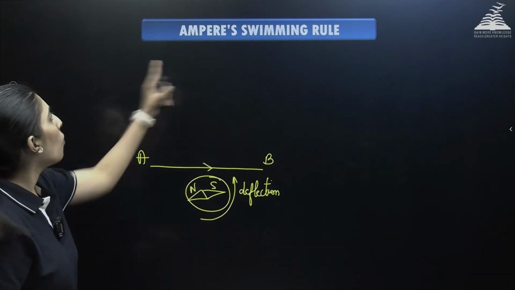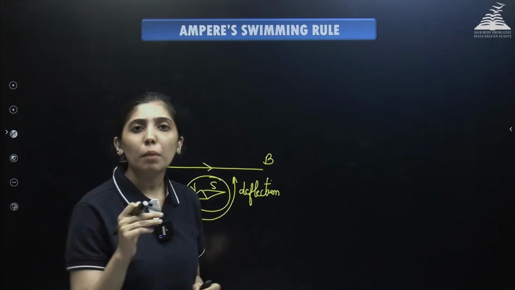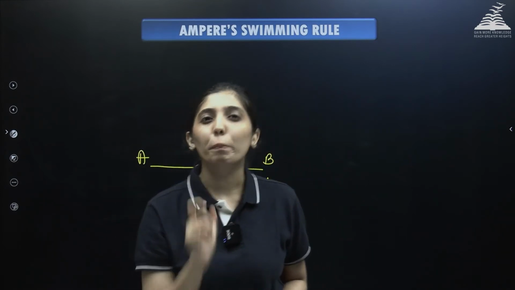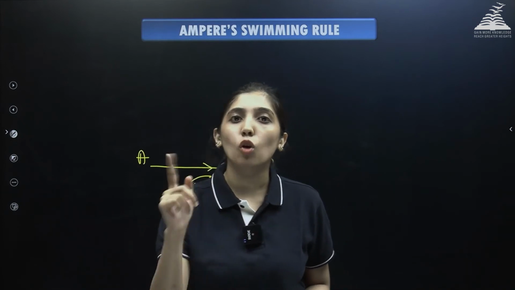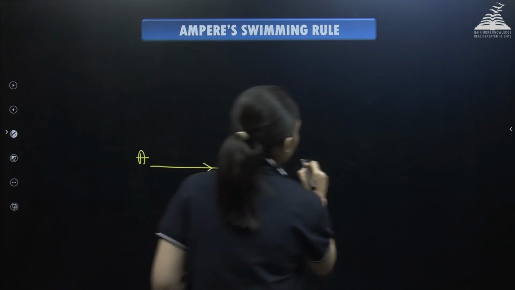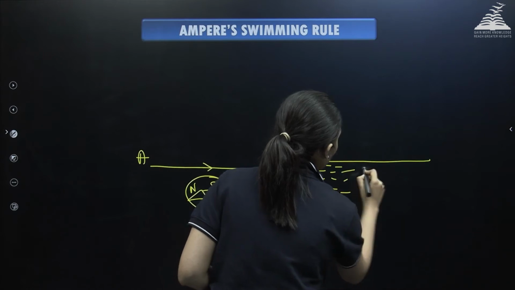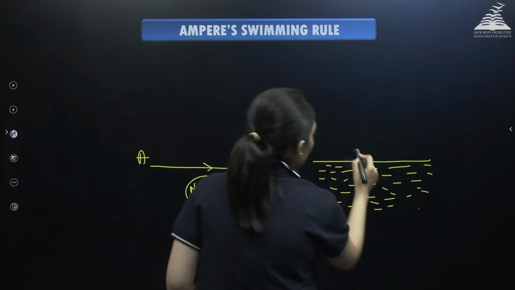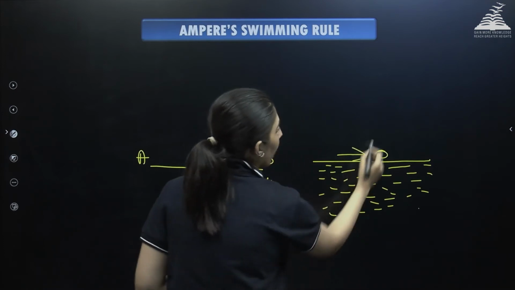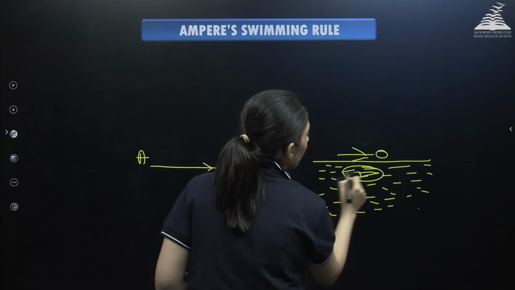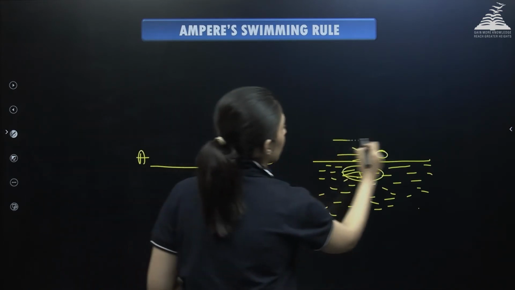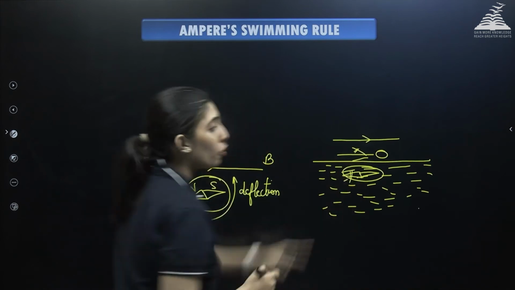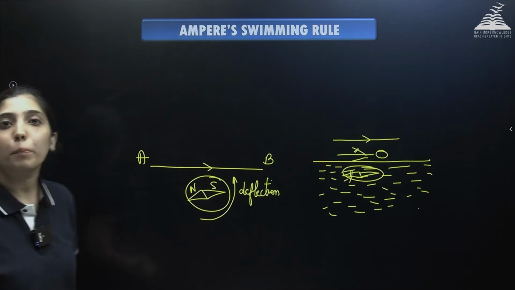To explain this, the law was given by Ampere's swimming rule. And this states that imagine a person swimming along the conductor in the direction of the current. Place a magnetic compass near or below him, and his left hand will deflect towards the north pole of the magnetic needle. That is, imagine a person swimming and the magnetic compass is just kept right below him, and he is swimming in the direction of the conductor and also in the direction of the electric current. So his left hand will deflect towards the north pole of the magnetic needle, and this rule was given by Ampere's swimming rule.